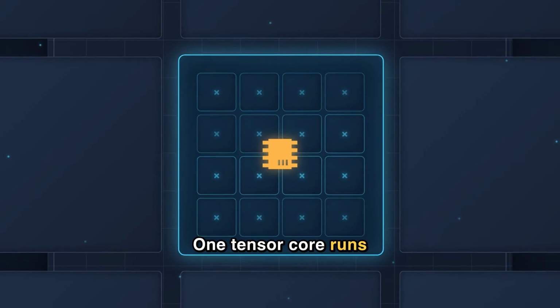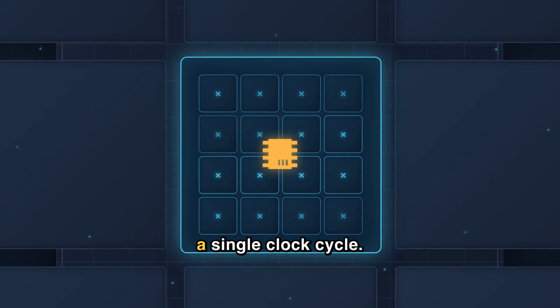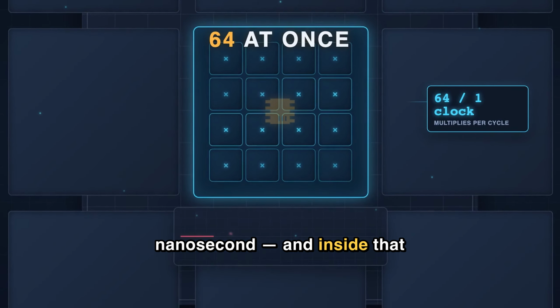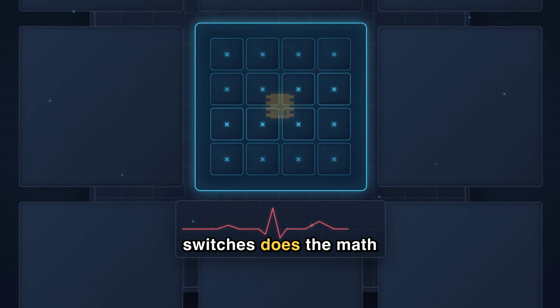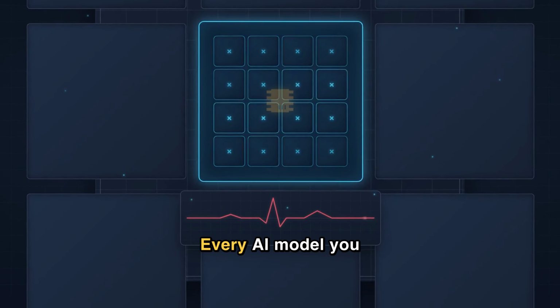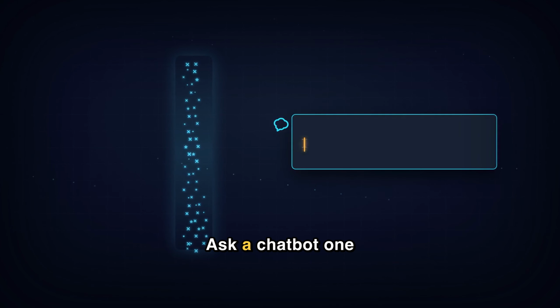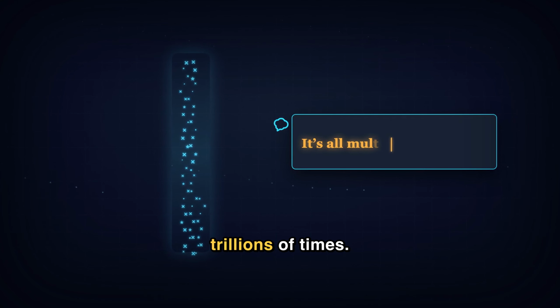One tensor core runs 64 fused multiplies inside a single clock cycle. That clock is a heartbeat lasting under a nanosecond. And inside that flicker, a wall of switches does the math your AI runs on. Every AI model you touch is billions of these tiny multiplies stacked up. Ask a chatbot one question and switches flip trillions of times.